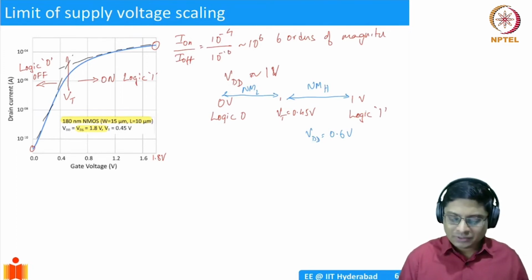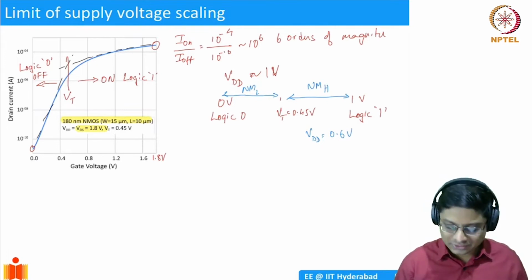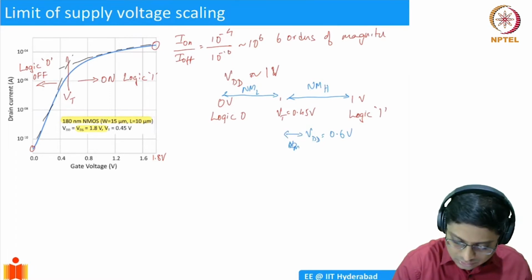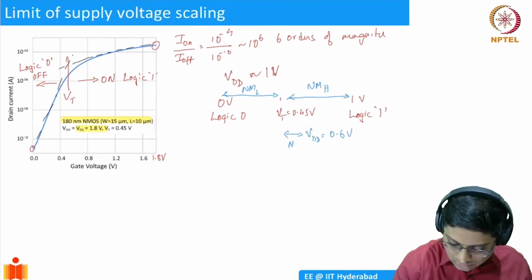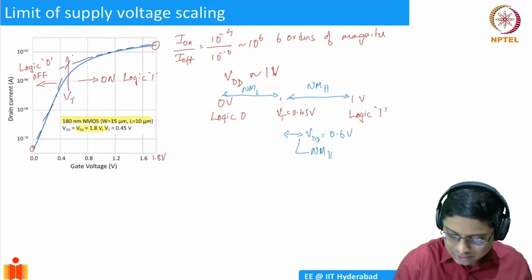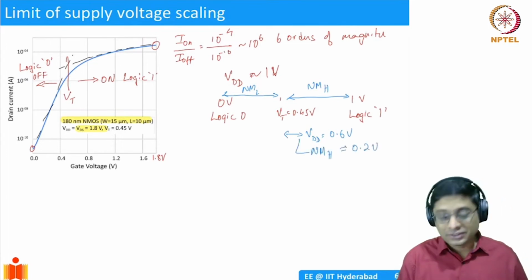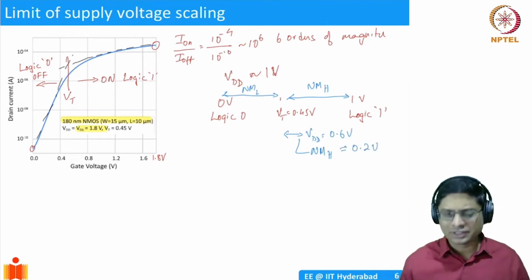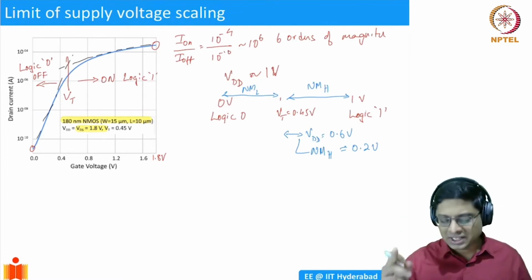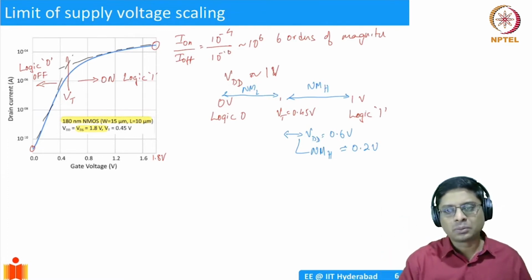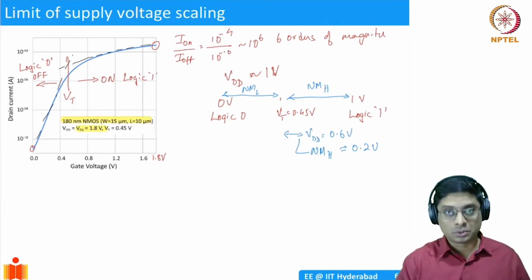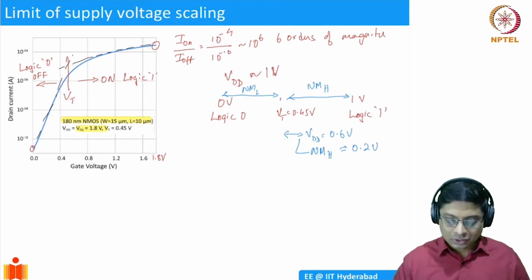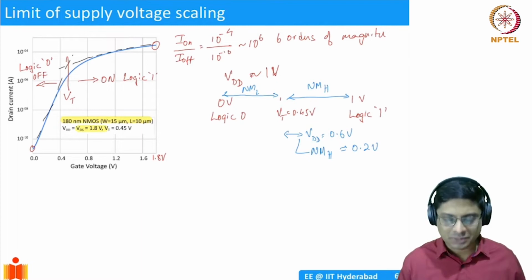But the moment I reduce my VDD to 0.6, my noise margin high will become only 0.2 volts. That means instead of 0.6, what if, for some reason, because of some interference or some sudden change in currents, there's a spike, and the voltage drops down to 0.3? Then it will be interpreted as logic low, and we don't like that because that leads to an error in the computation. So for reliable device operation, we need to have high noise margins.